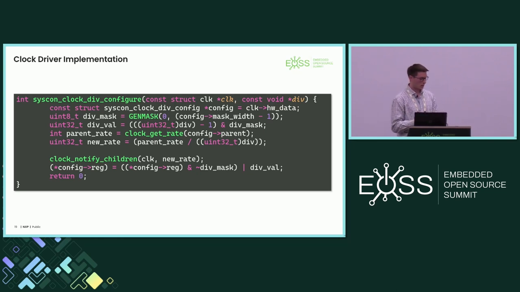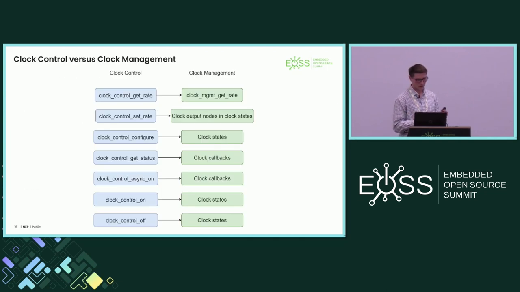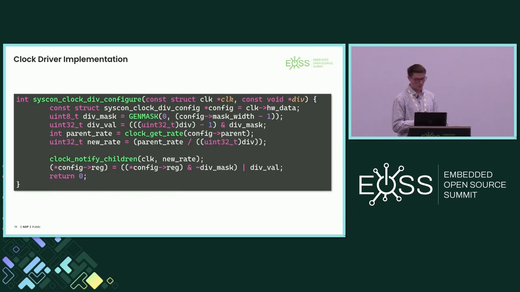So jumping back a few slides real quick, just to link this up, that specifier value, that zero, is what gets passed into configure. And then you take that value, cast it to what your driver knows it is, and you apply it. So this allows you to deal with a divider, obviously that's probably one value. A PLL is going to have more than one specifier. There's going to be quite a few specifiers to configure something like that.